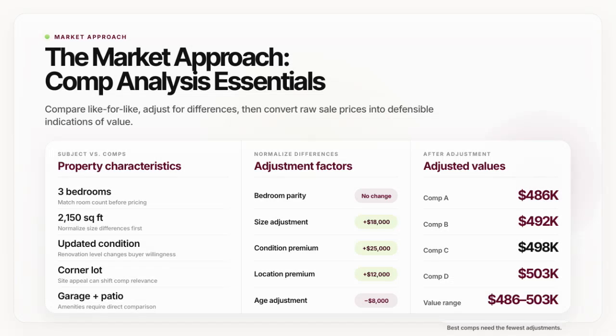Here, we're diving into the market approach to property valuation, focusing on comparable sales analysis.